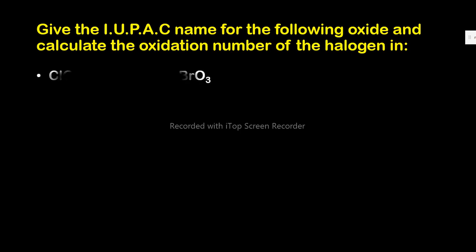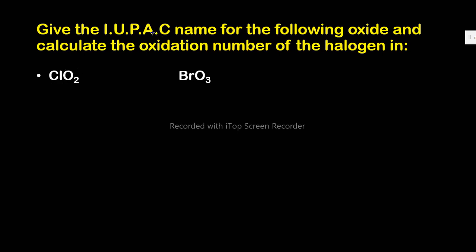Let's name. Let's see how we can name. We are naming and we are calculating the oxidation state. There is a minus here and there is also a minus here. And we name it, display them once.